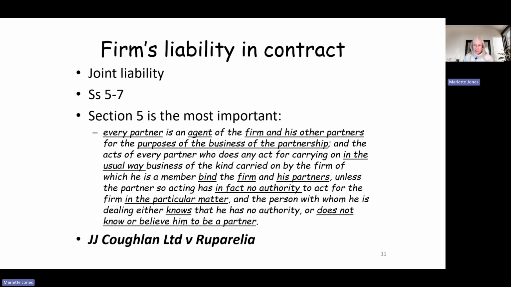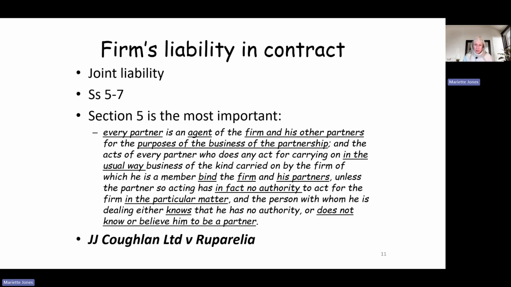J.J. Coughlin Limited then wanted to sue Mr. Ruparelia's partner. The court held that what Mr. Ruparelia did was not usual for the kind or class of business that the partnership were doing. Think of it. How many solicitors firms do you know that offer investments that promise a 6,000% return on investment? That is not the usual kind of thing that forms the business of solicitors firms. The court therefore held that this partner's actions were not in the usual course of the firm's business.